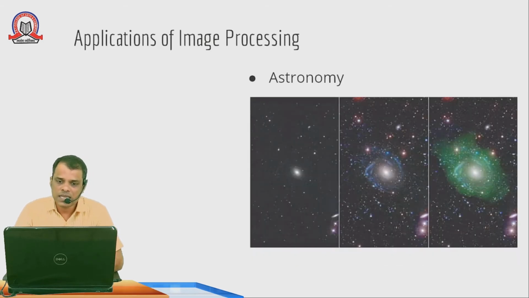The second thing is astronomy. These are satellite images. They are not clear like this. If you see the first image, after processing you will get the second image, and after processing you get the third image. This way they enhance the actual images which they get from the satellites. So this is used in astronomy.